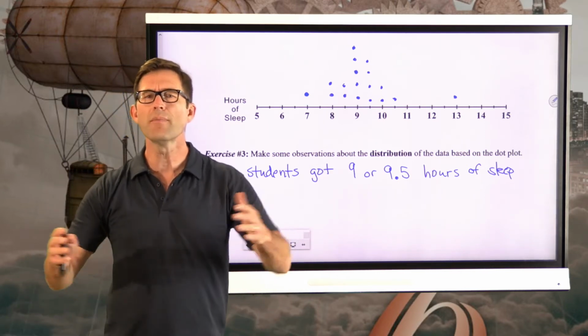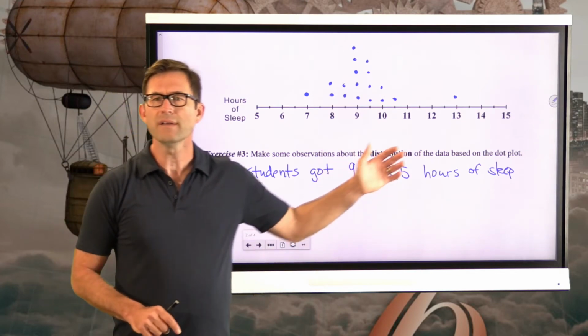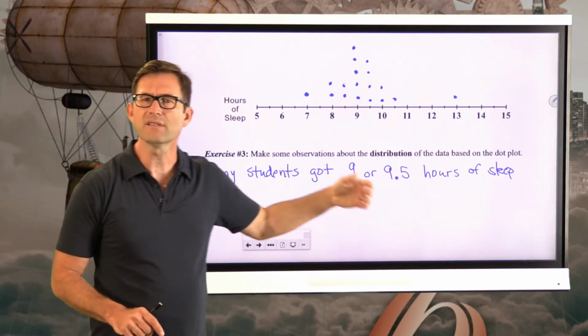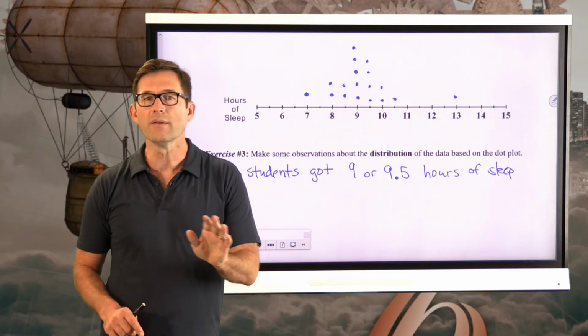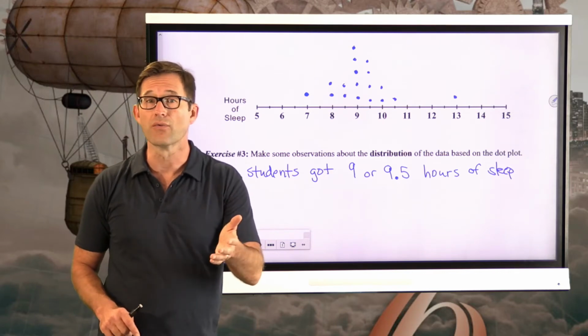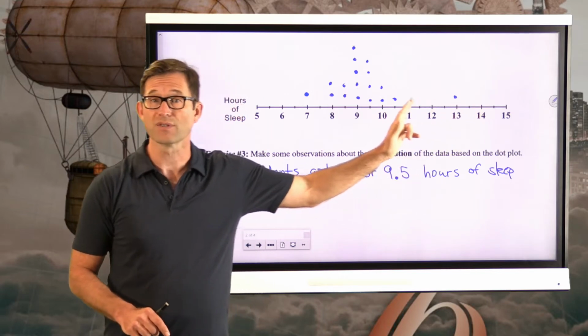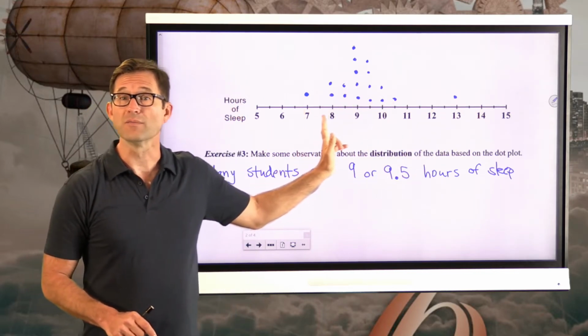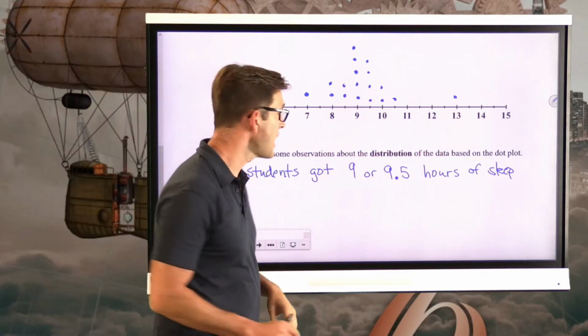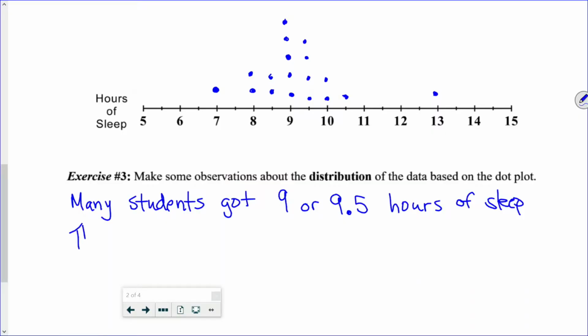You might also want a little bit of variation. The greatest amount was 13. The least amount was 7. So one real easy measure of variation that we could throw in would be the range. And there was a range of 6 hours in our data set. To go from 7 up to 13 would be 6 hours. So maybe I'll throw that in as well. There was a range of 6 hours. All right.